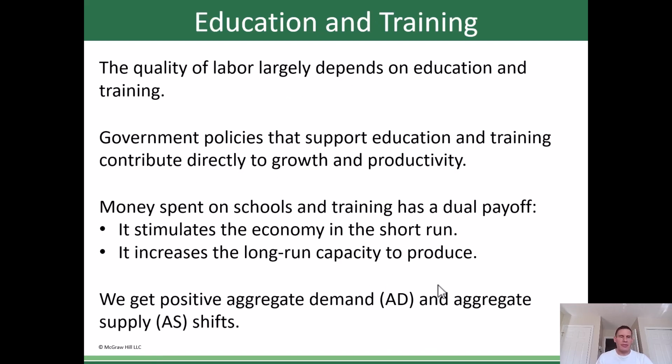The quality of labor largely depends on education and training. Government policies that support education and training contribute directly to growth and productivity, which makes sense. Money spent on schools and training has a dual payoff. Two things. One, it stimulates the economy in the short run. And two, it increases the long run capacity to produce. So we get positive aggregate demand and aggregate supply shifts. One thing I'll just interject real quickly here is that the developed nations, the US, the UK, Canada, a lot of the Commonwealth countries have really done well here because they've had good educational systems. India too, that have really helped them to improve their worker knowledge and productivity.